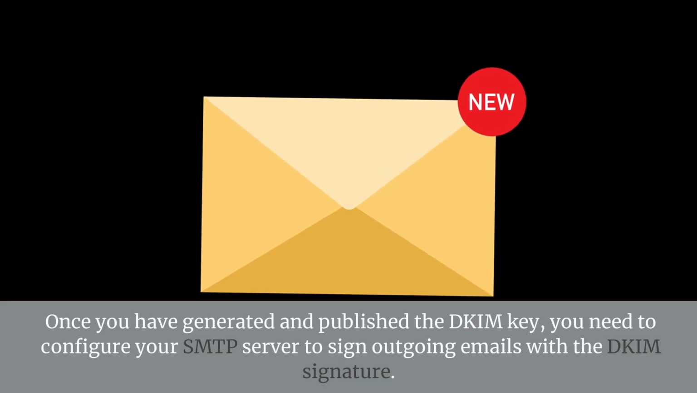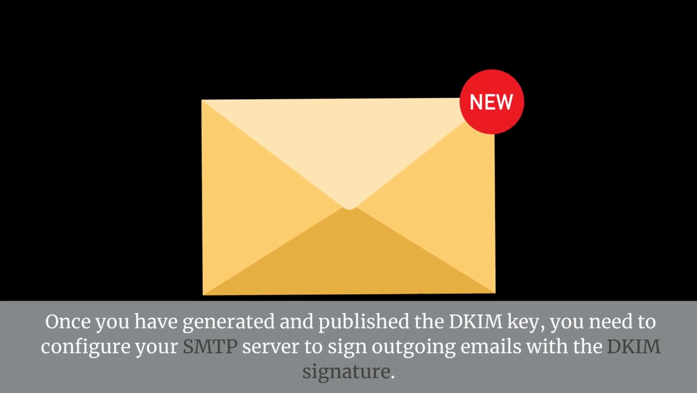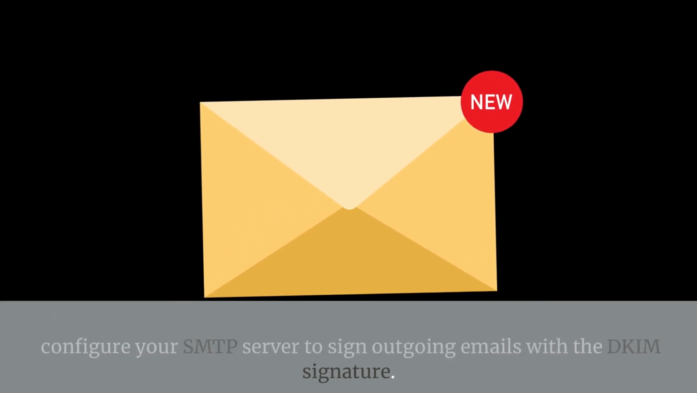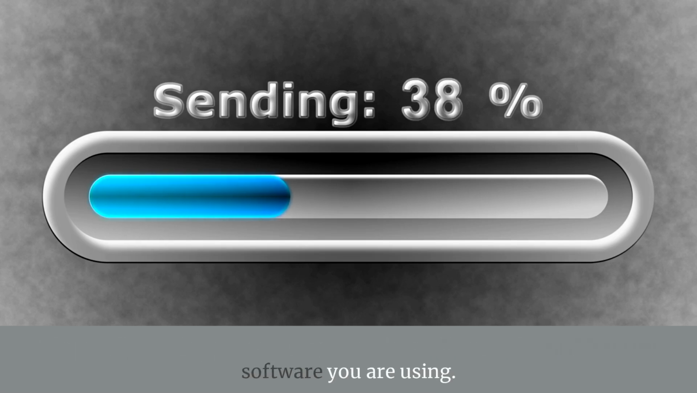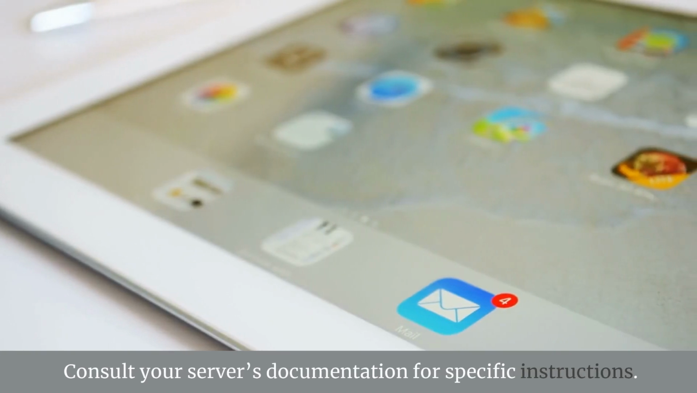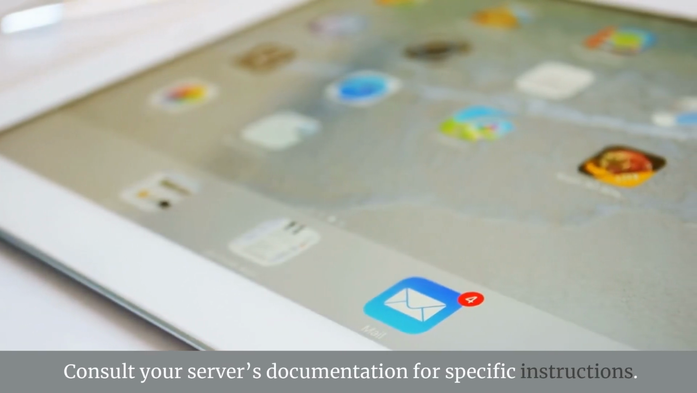4. Configuring DKIM signing on SMTP servers. Once you have generated and published the DKIM key, you need to configure your SMTP server to sign outgoing emails with the DKIM signature. The configuration process may vary depending on the SMTP server software you are using. Consult your server's documentation for specific instructions.